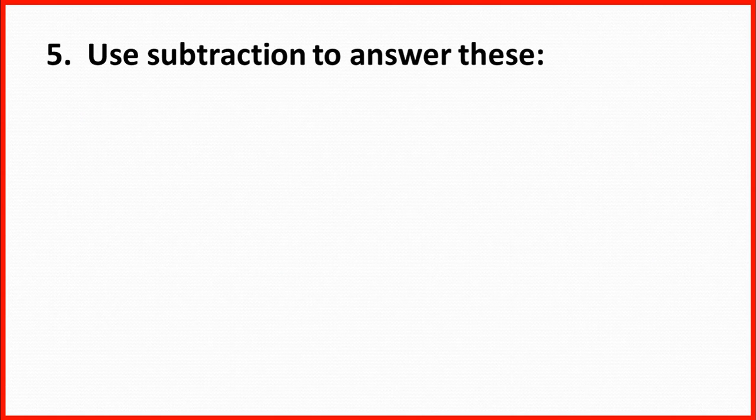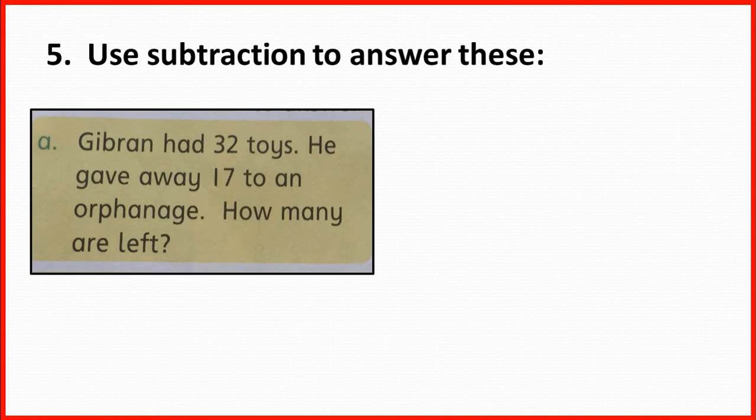Now I am going to do question number 5 of page number 44. Use subtraction to answer these. The first question is, Gibran had 32 toys. He gave away 17 to an orphanage. How many are left? Let's subtract to find how many toys are left.